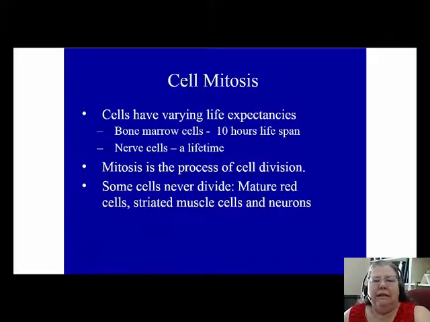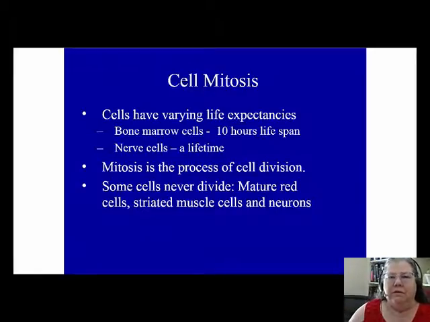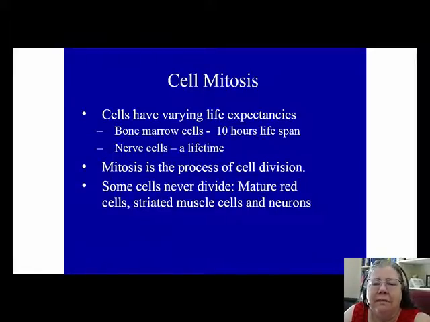So let's talk a little bit about the process of cellular division or reproduction called mitosis. Some cells in the body have very short life expectancies. Cells in the bone marrow are reproducing constantly. And any given cell has about a 10-hour lifespan, so they have to continue to reproduce.